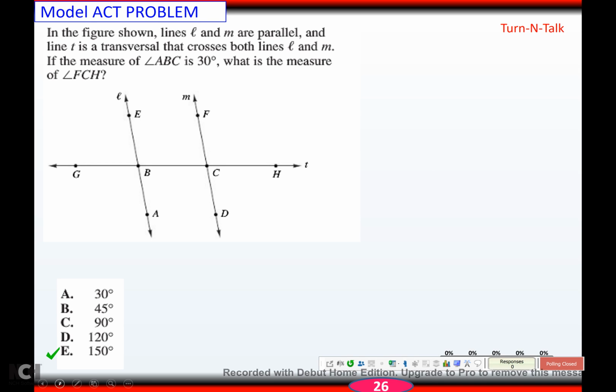And hope you got E. In the figure shown, lines L and M are parallel, and line T is a transversal that crosses both lines L and M. If the measure of angle ABC is 30 degrees, what is the measure of FCH? They want to know this one. Well, if this is 30, then this has to be 150 because this is a straight line, 180. And if this is 150, then this has to be 150 because they're corresponding angles.